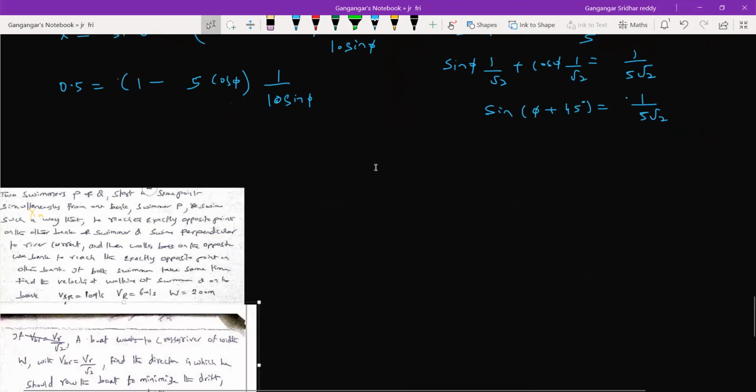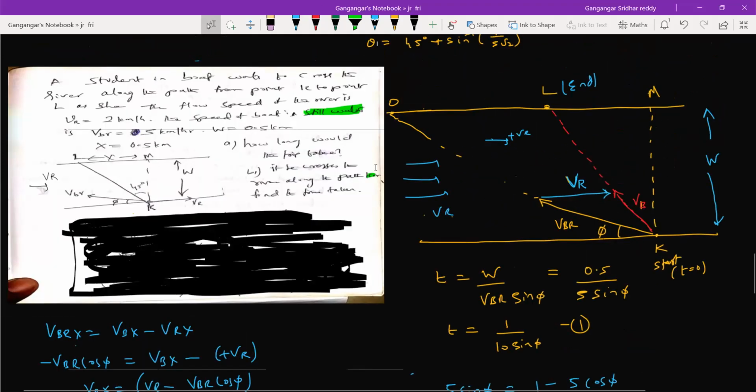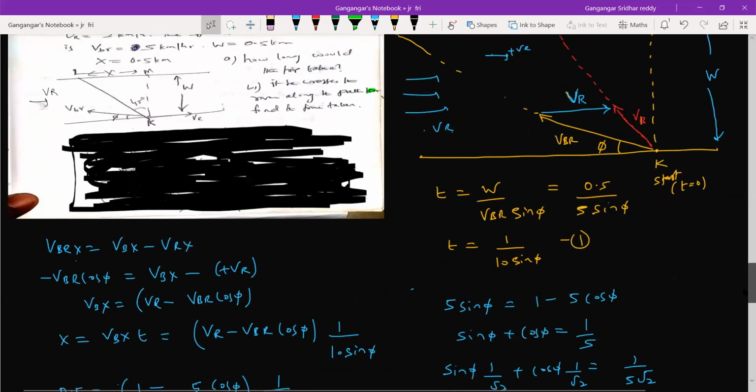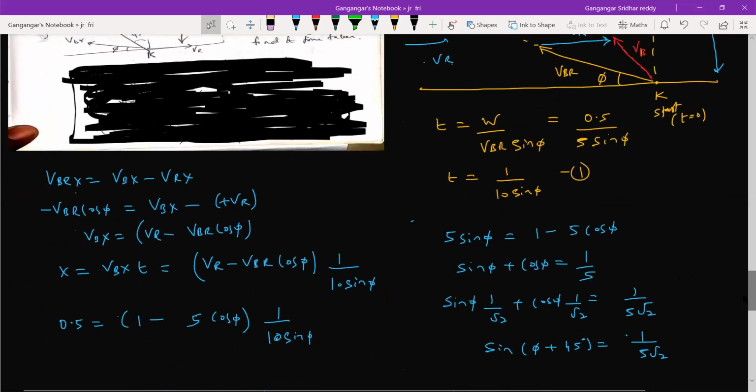Sir, velocity of river is 2 km/h, right, sir? Somebody said 1. Okay, I'll change it. What is there in that one? Somebody said 1, I wrote 1. I'll change it. It is 2, no. Yeah, here I'll take.